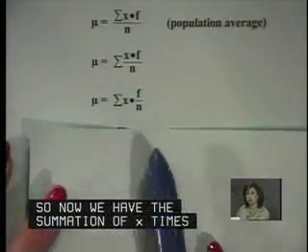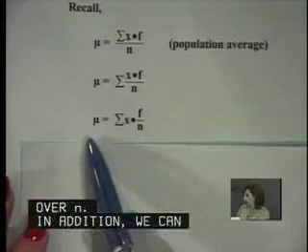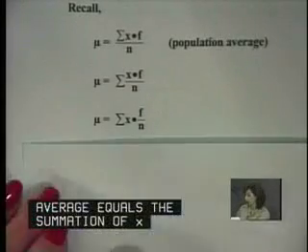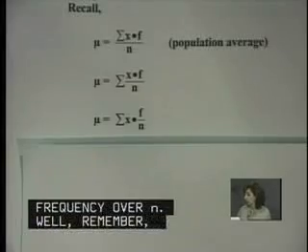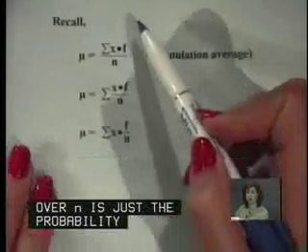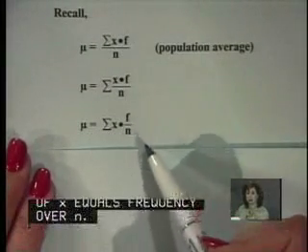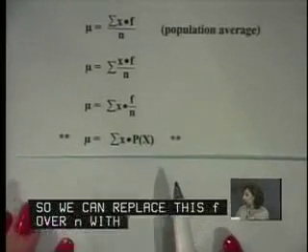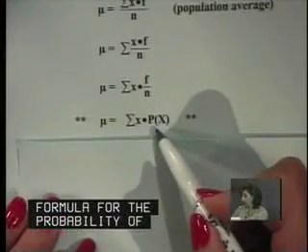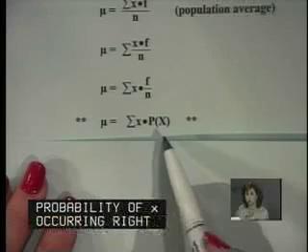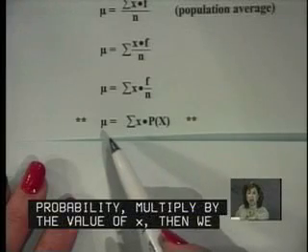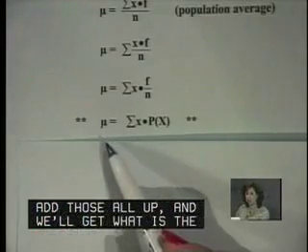And so now we have the summation of x times f over n. Remember, frequency over n is just the probability. Probability of x equals frequency over n. So we can replace this f over n with probability. And here we get the formula with the probability of x occurring right in here. So we take each probability multiplied by the value of x. Then we add those all up, and we'll get the long-term average, or our expected value.